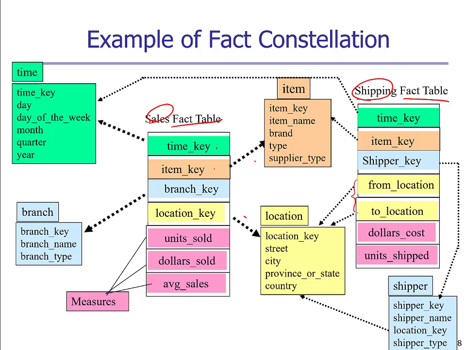Of course, for the shipping fact table, it has a shipper, which is a dimension that is uniquely owned by the shipping department, and for the sales department, the branch is uniquely owned by the sales department. So this is the idea of the fact constellation.